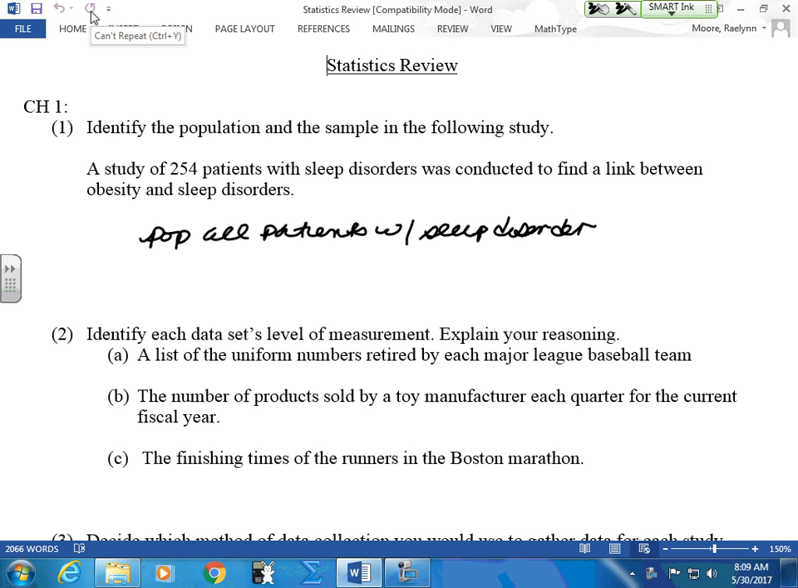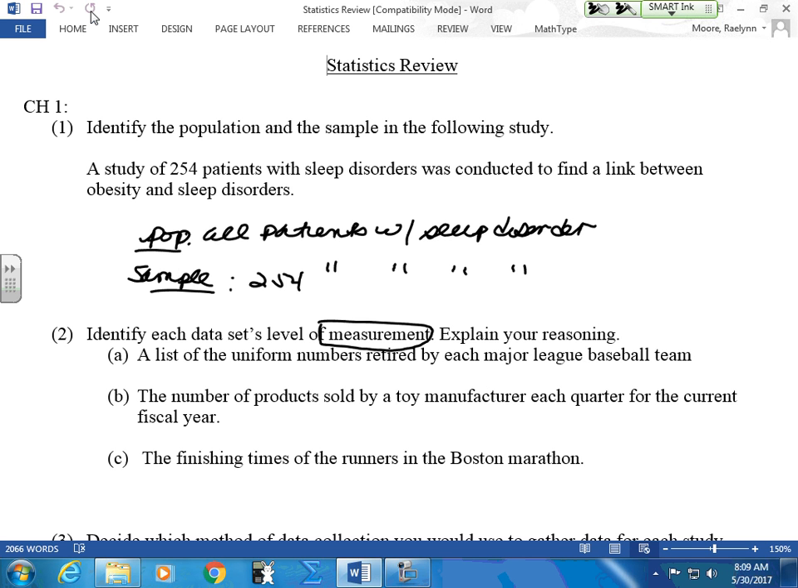And out of those patients with sleep disorders, I'm going to take a sample of 254 of those patients. Okay, so I'm not going to test every person in the United States, only those with sleep disorders. I'm going to put them all in one virtual room and pull out 254 out of all that population. Okay? The next one, you had to identify the level of measurements.